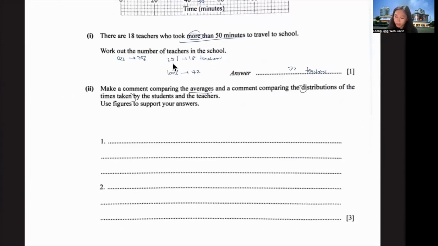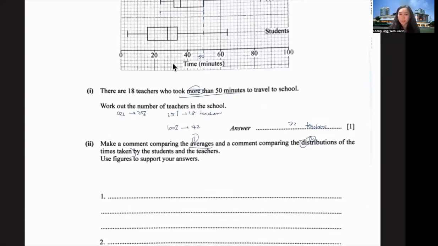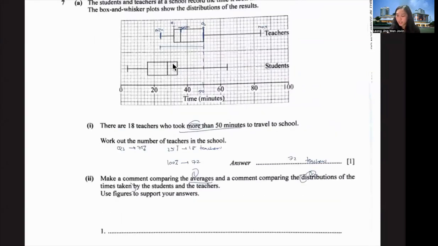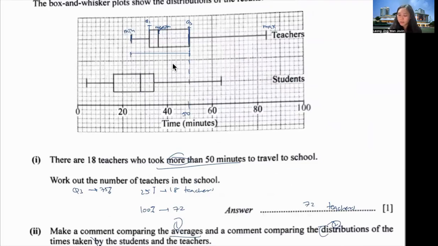Okay, next I need to make a comment comparing the averages and a comment comparing the distribution of the time taken by the students and the teachers. Okay, so the question very nice already. They tell you what they're looking for. They're looking for two statements, one for averages and one for distribution. Okay, so let's look at the average first. Over here, average you would think it's mean, right? But because just now I said that the box plot, right? This middle line here, this is not your mean, this is your median.